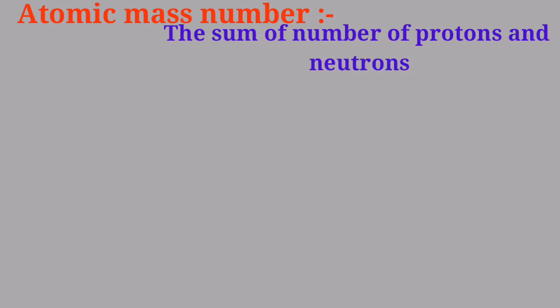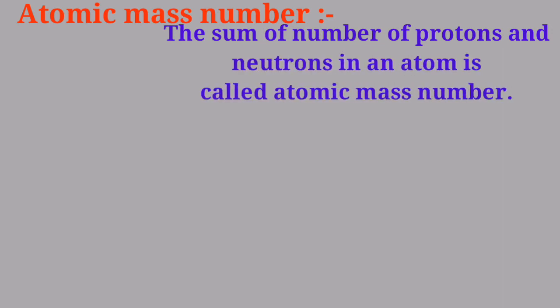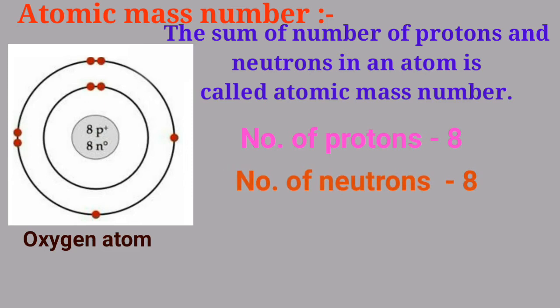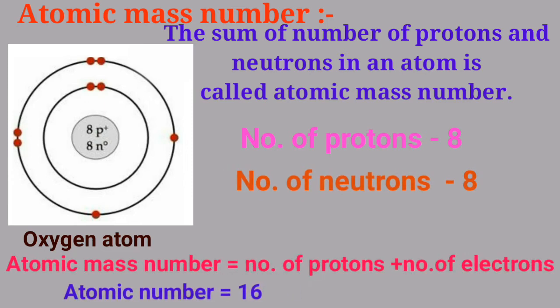Now understand the meaning of atomic mass number. The sum of the number of protons and neutrons in an atom is called the atomic mass number. For example, in an oxygen atom, there are 8 protons and 8 neutrons in the nucleus of the atom. Therefore, the atomic mass number of oxygen is 16.